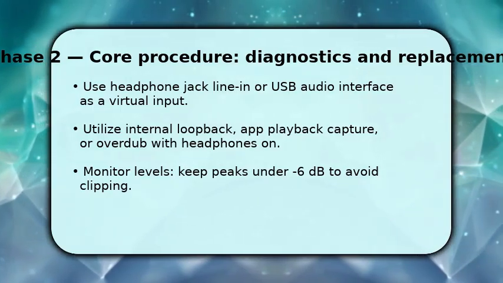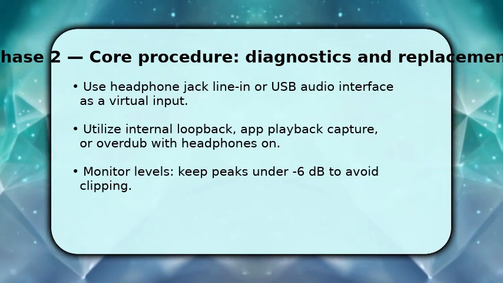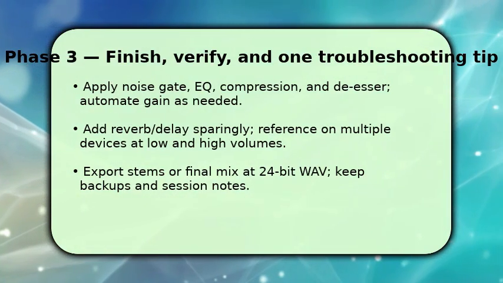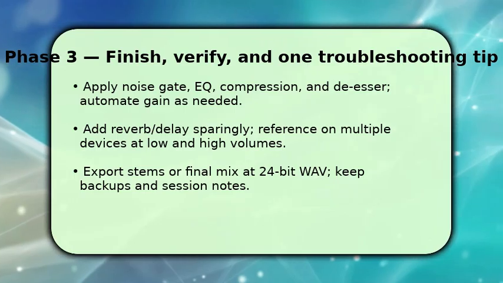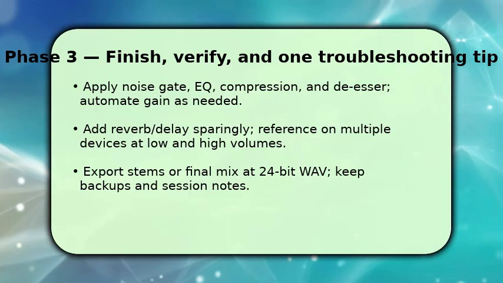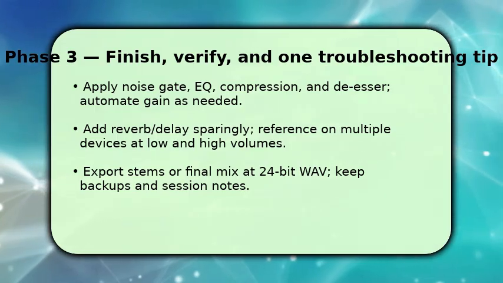You finish by cleaning and shaping the raw track. Use a noise gate first, then gentle EQ to remove muddiness and boost presence, followed by light compression. This makes the voice sit. Once levels feel balanced, add subtle reverb or delay for space. Make sure not to mask clarity.